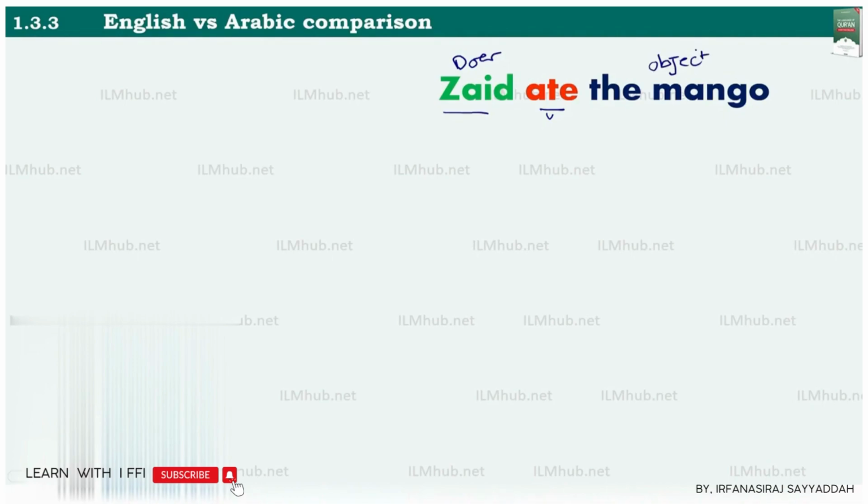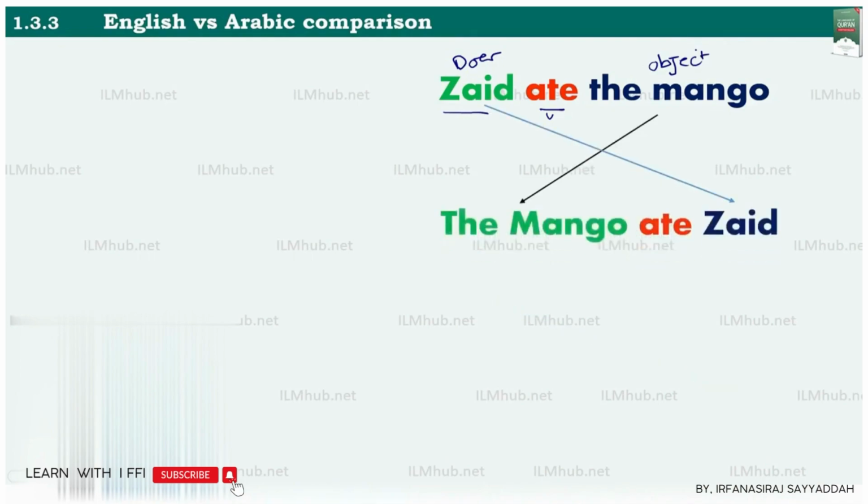If I were to change the order around, I will end up with the mango ate Zaid. Now I have my doer, I have my verb, and I have my object. So the sentence makes perfect sense. You might disagree, say that, well, mangoes don't eat people, but you haven't seen. There may be some strange island where giant mangoes are chasing people. You don't know. The sentence is correct. Whether you agree with the sentence or not is a different issue.